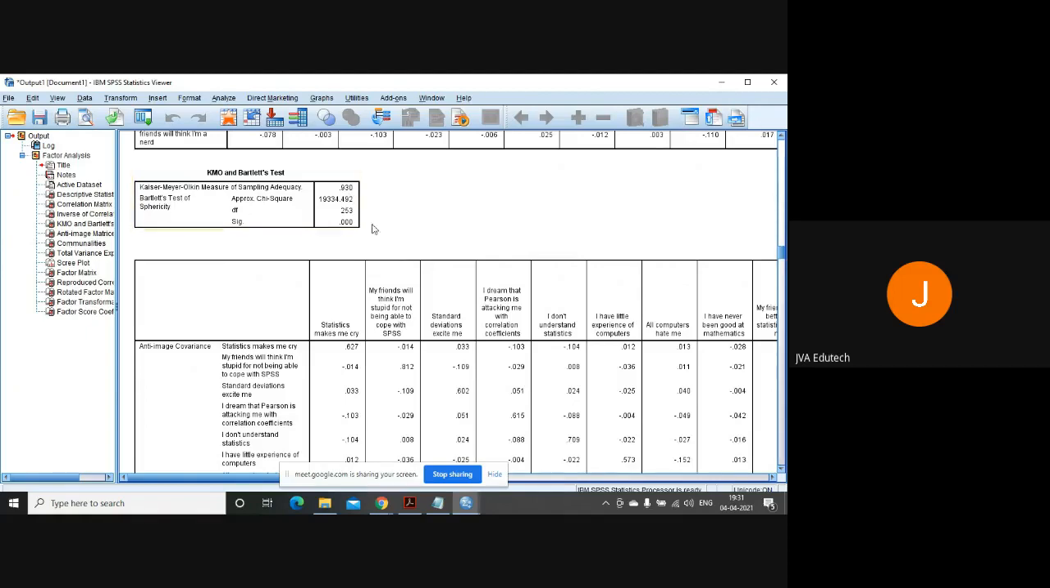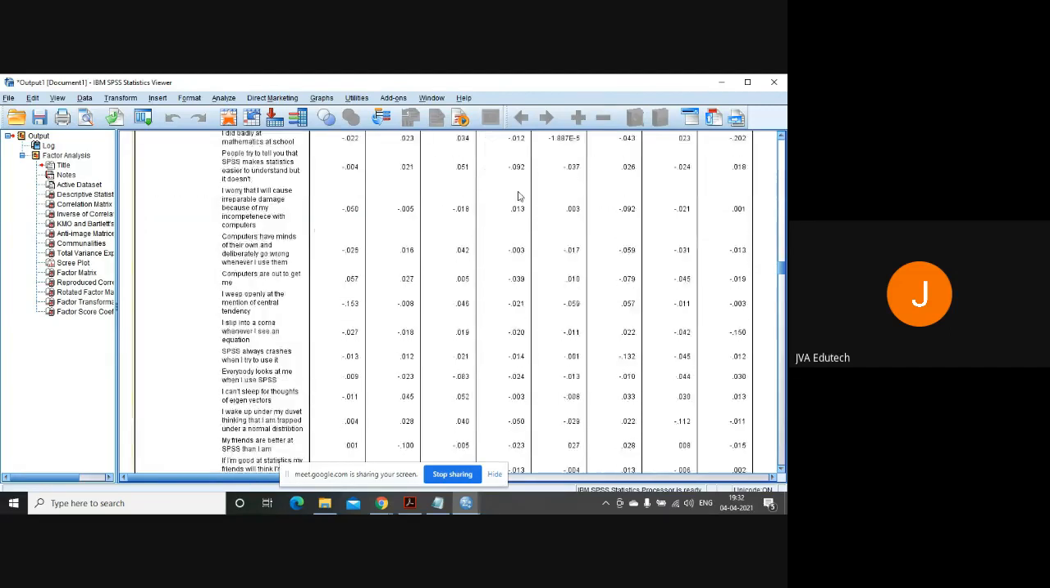Then Bartlett's test of sphericity. What is the significance value? 0.000. So that means Bartlett's test of sphericity is significant, right? Yes, sir. So we can say that it's a good fit for doing exploratory factor analysis.